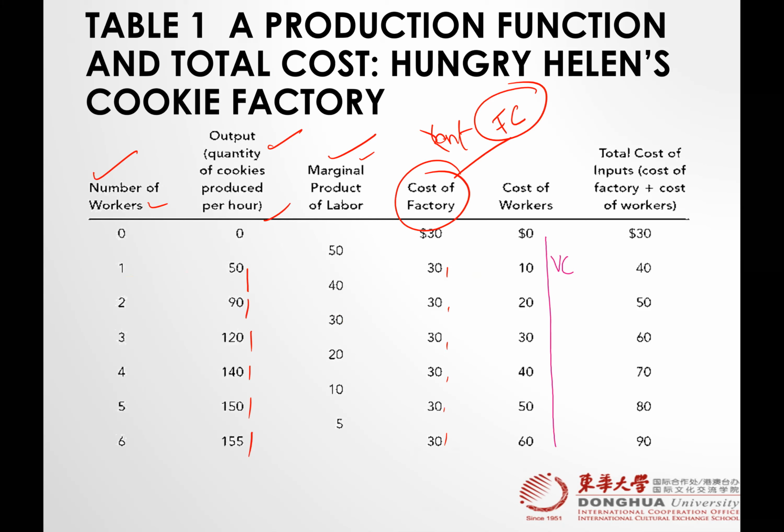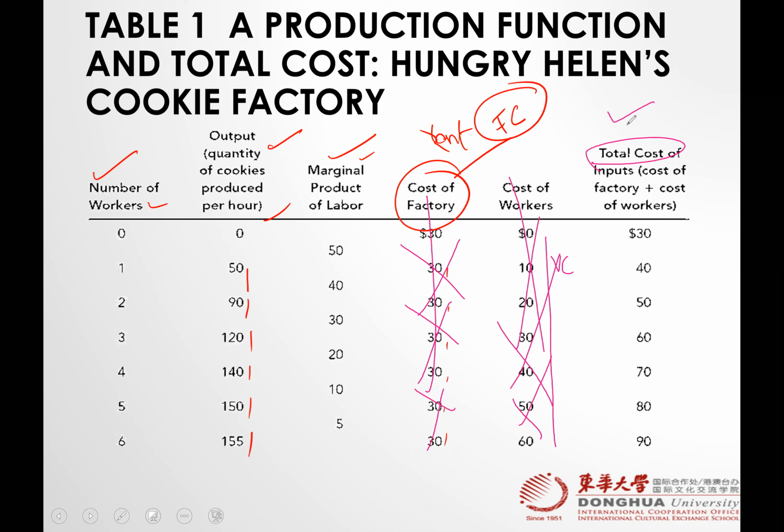Even if we are not given these two columns, we can still find the variable and fixed cost. How? Look at the total cost. We know that the formula for total cost is total fixed cost plus total variable cost, right? So recall the definition of variable and fixed.